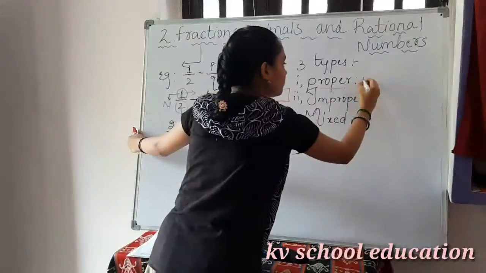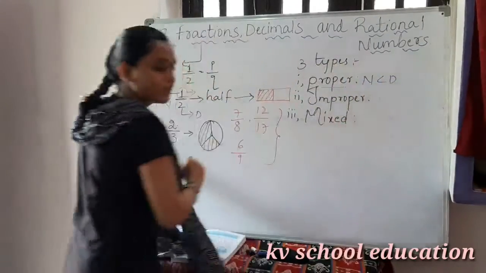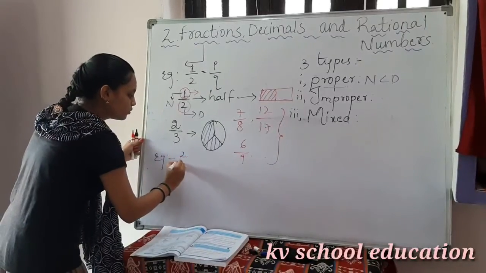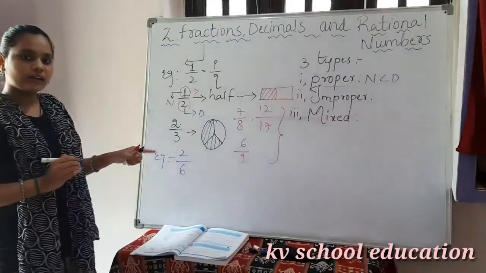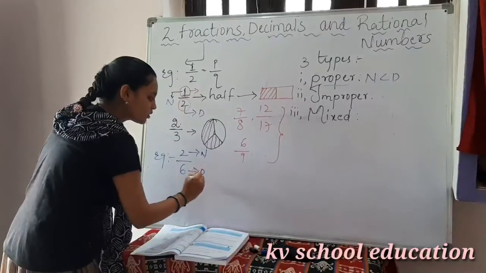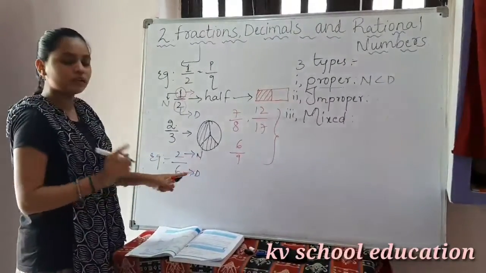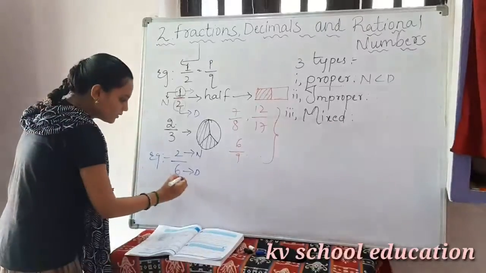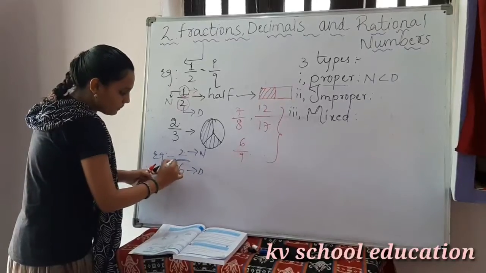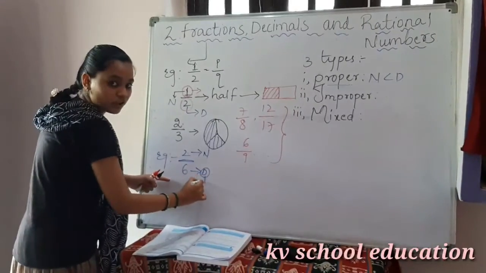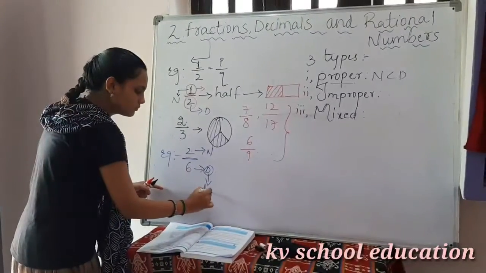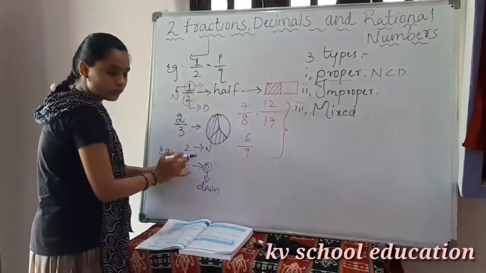Here the numerator should be less than the denominator. So here we'll take an example: 2 by 6. Already in the beginning I said that this is the numerator and this is the denominator. To avoid confusion, I'll tell you a trick. D for down, D for denominator. So the down part always consists of the denominator. So this is the denominator, this is the numerator.